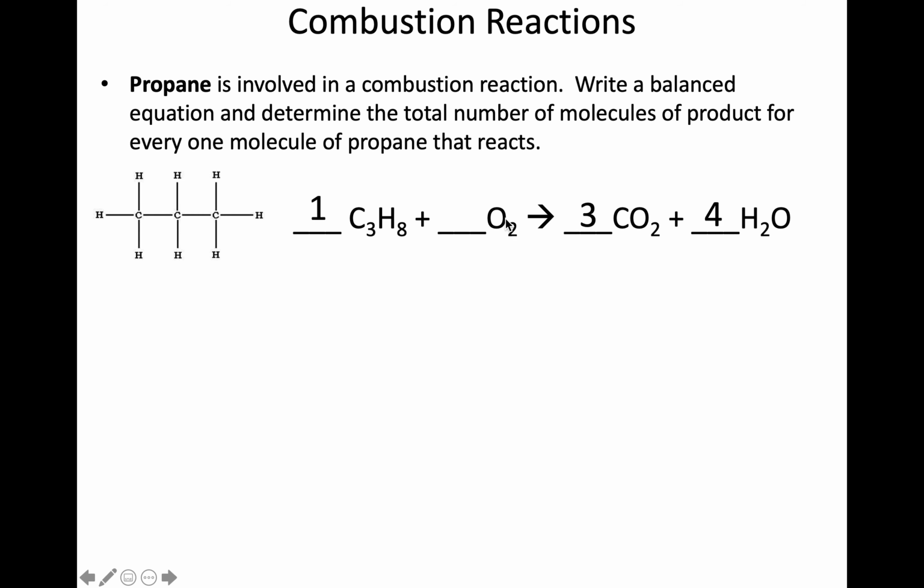To balance that, I'm going to leave the oxygen for last. I'll start with a 1 in front of my first molecule, and it works, so I can then just add a 5 for the oxygen. Total number of molecules of product for every 1 molecule of propane. 1 propane gives me 7 molecules of product.